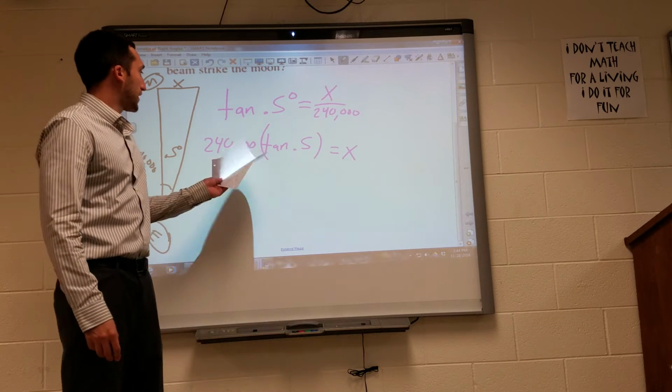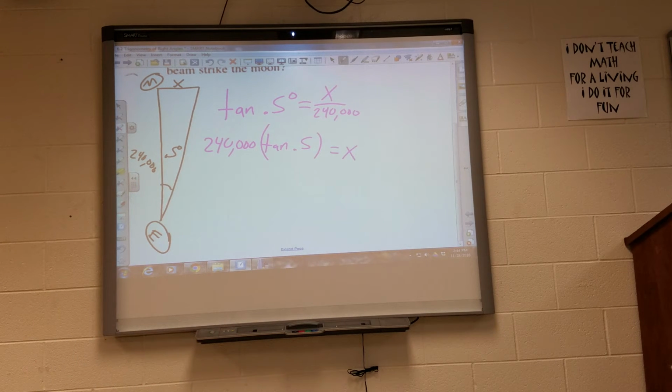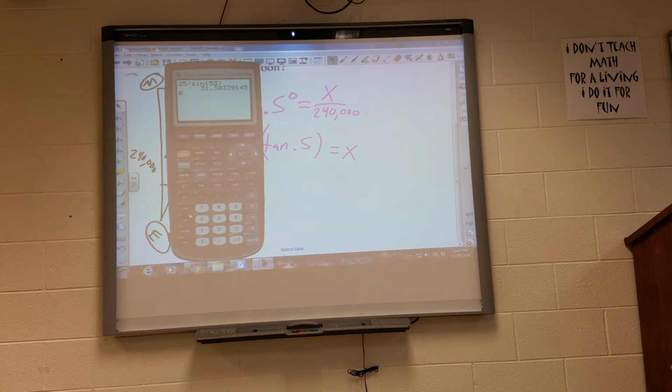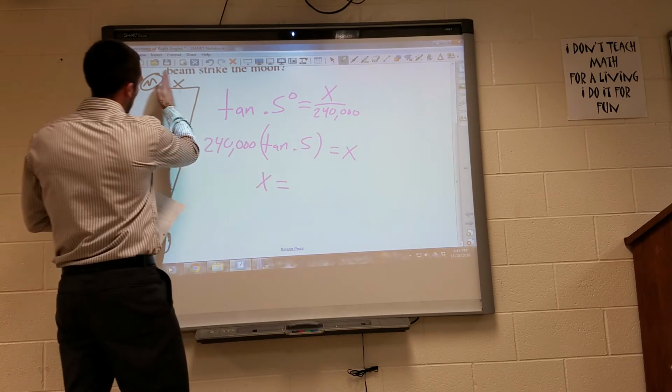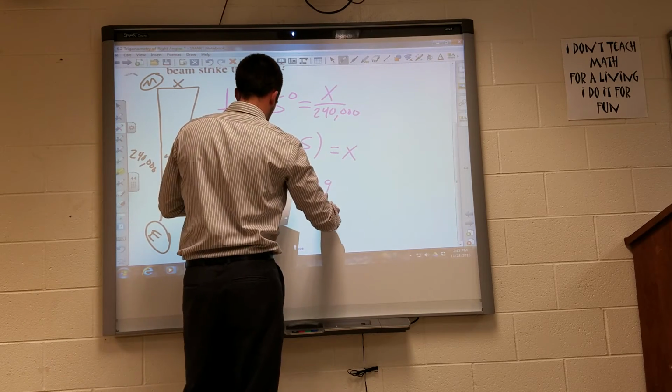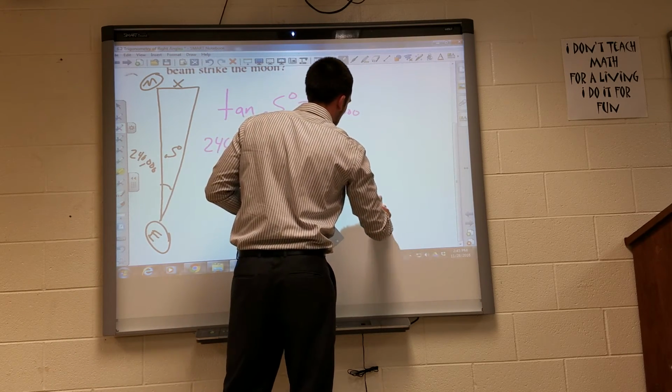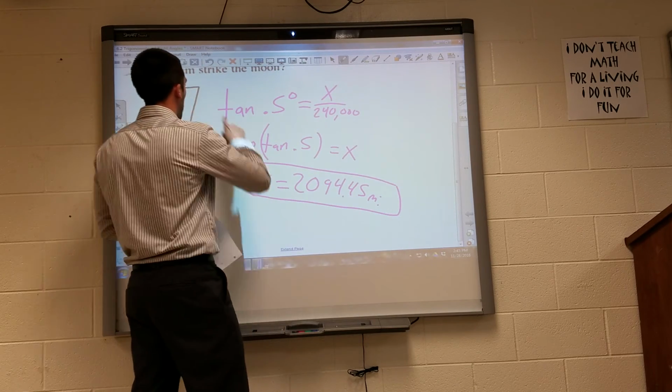And if I go ahead and do this in my calculator, remember your calculator has to be in degree mode, because we talked about 0.5 degrees. And let's just make sure I'm still in degree mode. I am. So I do 240,000 times tangent of 0.5. And I get a value of 2,094.45 miles. So that distance, this distance here that I missed, was 2,094.45 miles. Okay, so that's the answer to part A.